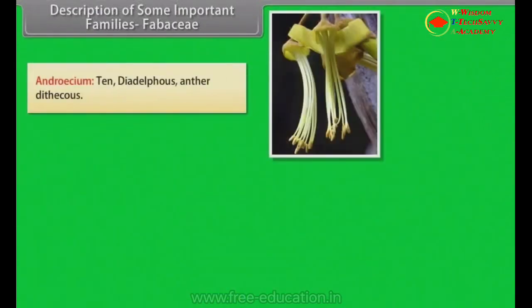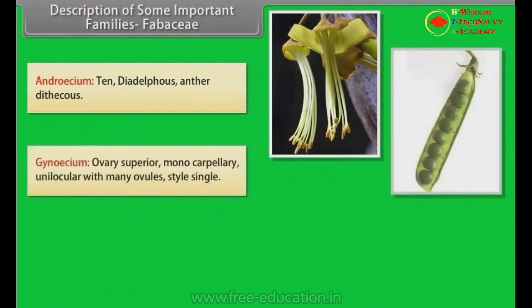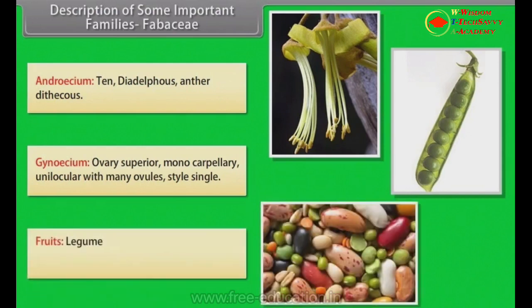Androecium 10, diadelphous, anther dithecous. Gynoecium: ovary superior, monocarpellary, unilocular with many ovules, style single. Fruit a legume. Seed one to many, non-endospermic.